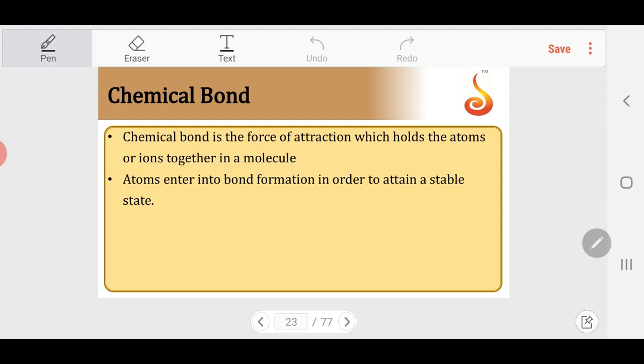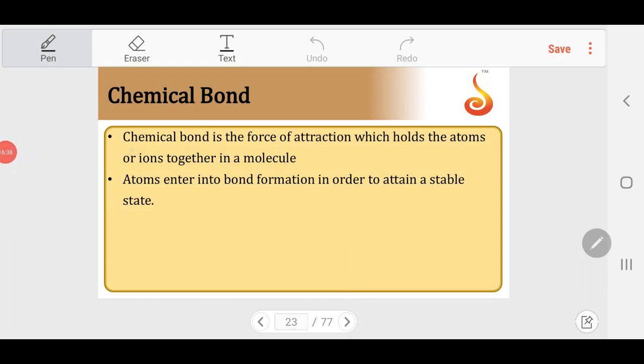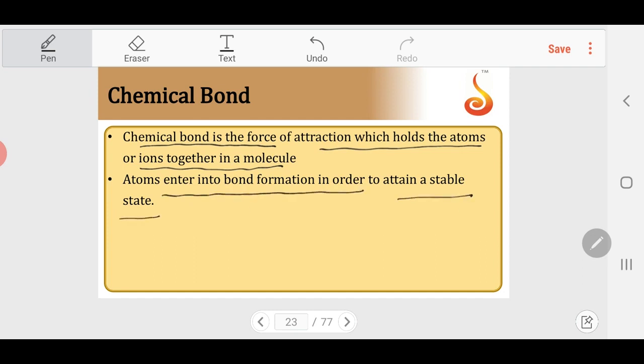So that is for periodic classification and periodic properties. Now we will move on to chemical bond. Chemical bond is the force of attraction which holds atoms together in a molecule. Precisely, we can define a chemical bond as the force of attraction which holds atoms or molecules or ions together in the molecule. And atoms enter into bond formation in order to attain stability. They can enter into bond formation either by mutual sharing of electrons or by transference of electrons. All this will happen only to attain stability.